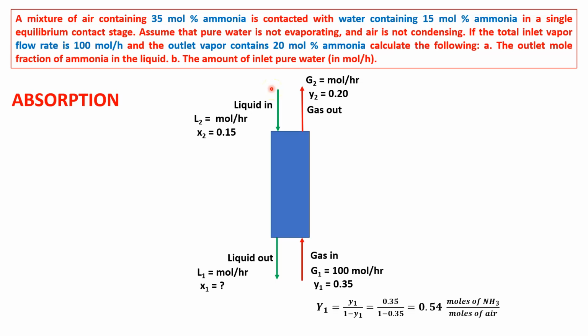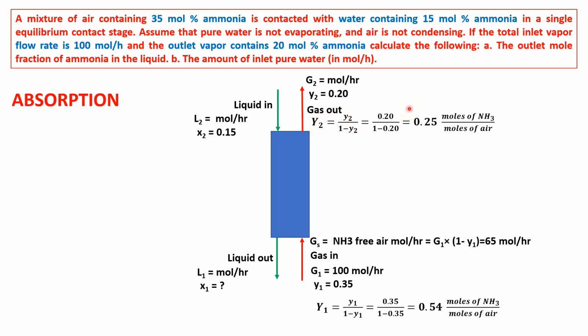Now first, Y1 in molar ratio is Y1 by 1 minus Y1, so 0.35 by 1 minus 0.35, that is 0.54 moles of ammonia by moles of air. Next, the Y2 mole fraction is given as 0.20, so Y2 in molar ratio is Y2 by 1 minus Y2, that is 0.20 by 1 minus 0.20, that is 0.25 moles of ammonia by moles of air. So we calculated and got the molar ratios.